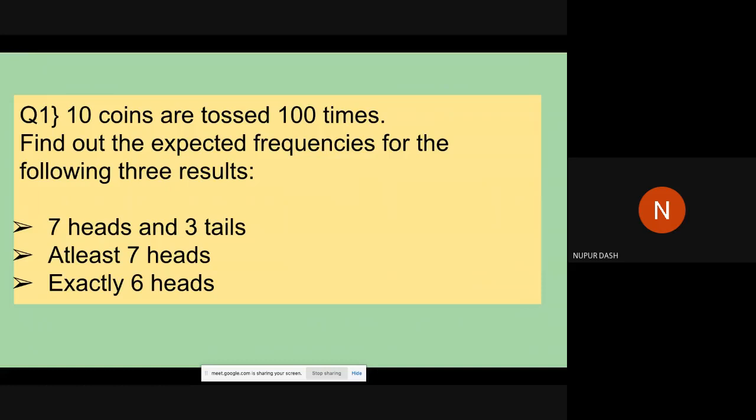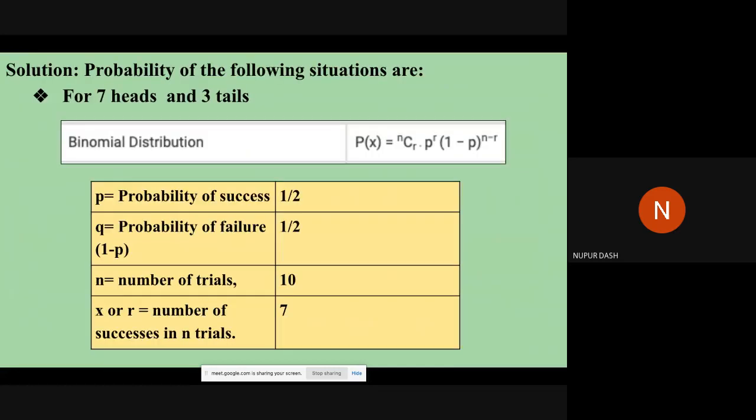10 coins are tossed 100 times. Find out the expected frequency for the following 3 results. First is 7 heads and 3 tails. Means in the first question you have to find out the binomial distribution where you will get 7 heads.